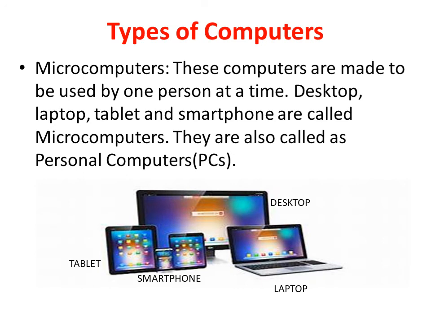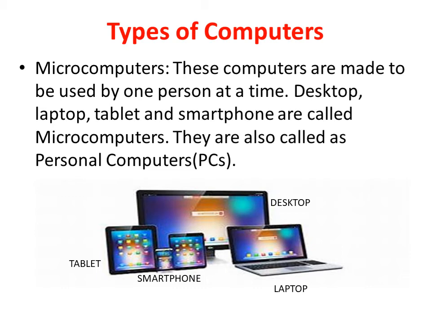Now children, let us learn types of computers. What types of computer do we have? The first one is microcomputers. What are these? These computers are made to be used by one person at a time. Desktop, laptop, tablet and smartphone are called microcomputers. They are also called personal computers, PCs, which means a computer which can be used by you. This is your personal computer or laptop or your smartphone, right?